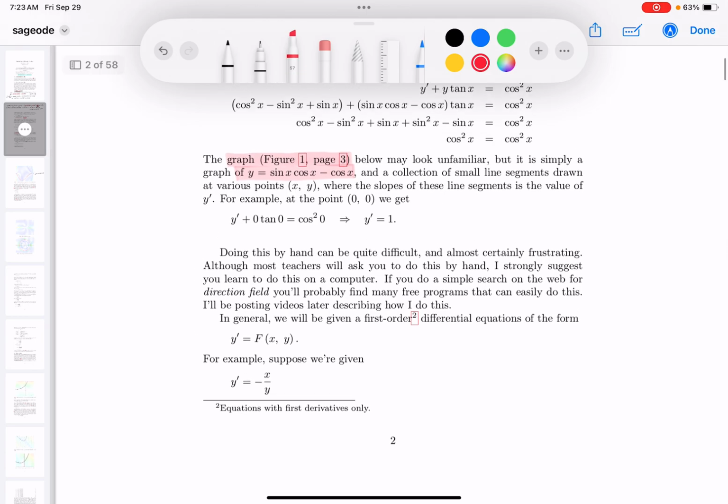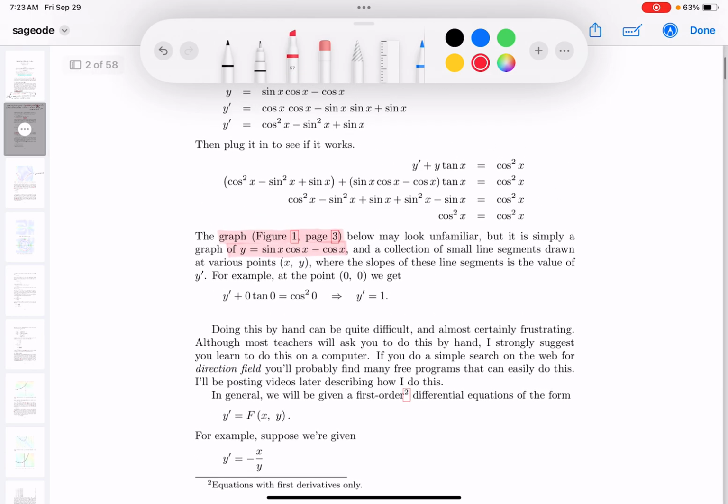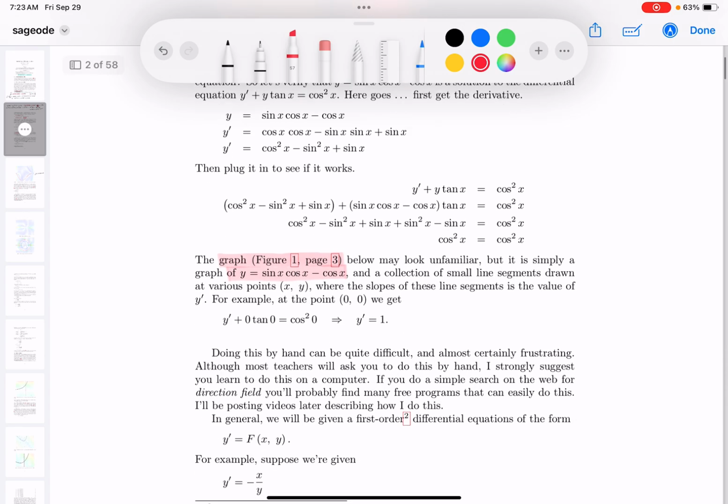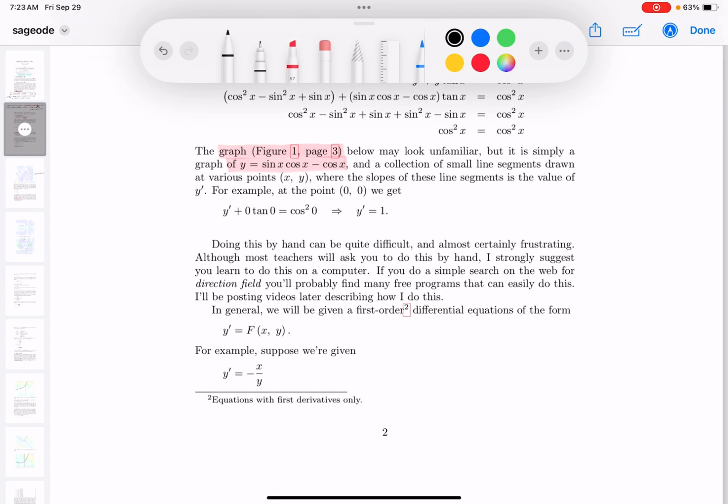I want to emphasize that we are looking at a differential equation, and the differential equation we're looking at is this guy up here. So I'm going to write the differential equation down for you, and the differential equation is y prime plus y times the tangent of x equals cosine squared x. So let's just take a look at it.